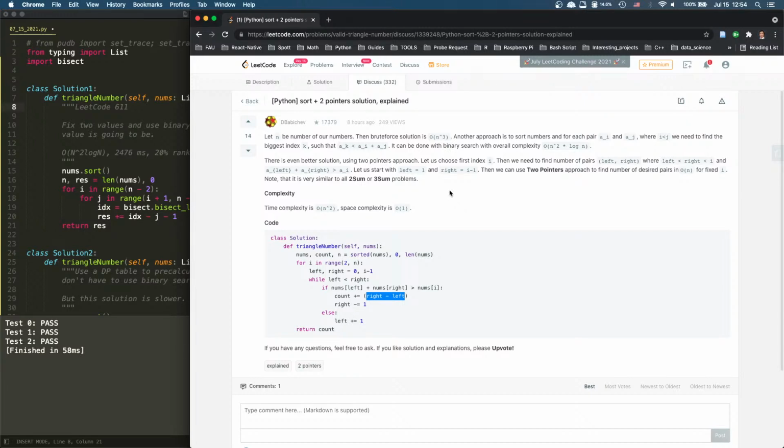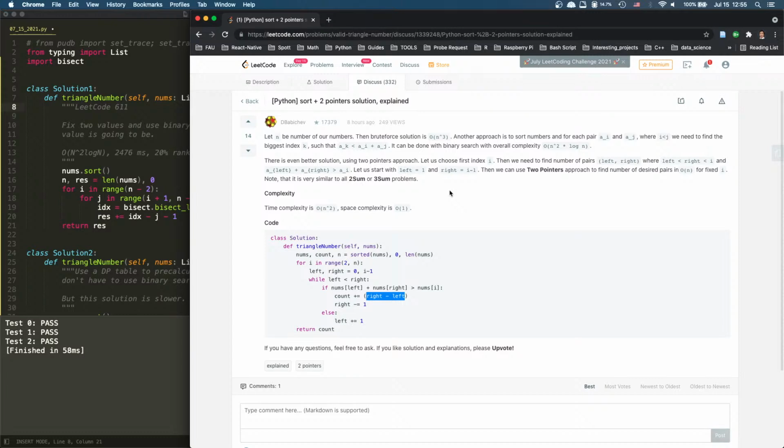If left plus right is larger, then we move the right. If the left plus right is smaller, that means it's too small. Then we move the left. We move until it's good, right? If it's good, that means everybody inside this range will work. The left plus anybody inside this range will work. And after we count, then we decrease the right, and we try it again.